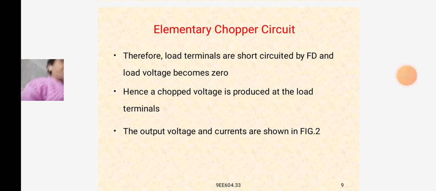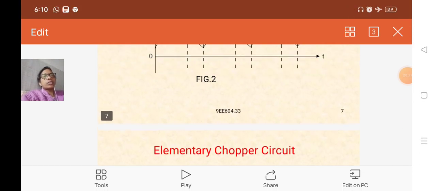Therefore, load terminals are short circuited by the freewheeling diode and the load voltage becomes 0. Hence, a chopped voltage is produced at the load terminals. The output voltage and current are shown in this waveform.